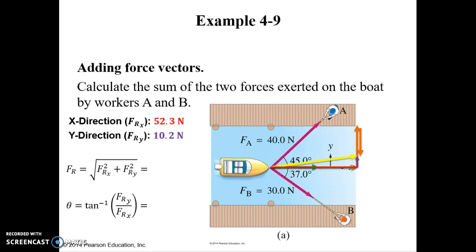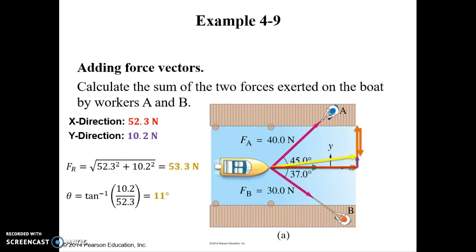To find the value and direction of the resultant force, as represented by the yellow arrow, we use the Pythagorean theorem and inverse tangent. Plug and chug to get 53.3 newtons as the magnitude of the resultant force and 11 degrees for the direction.